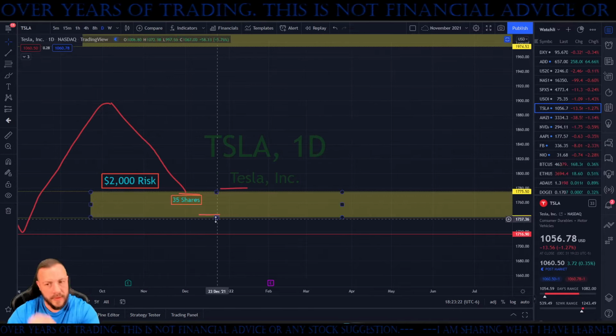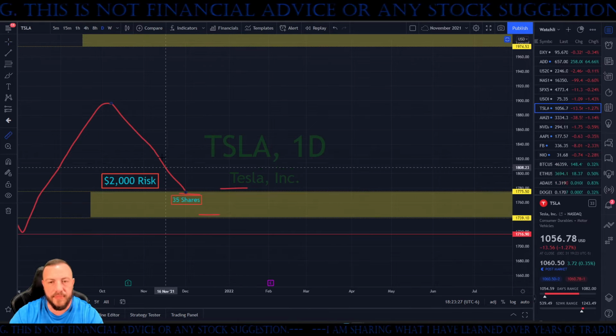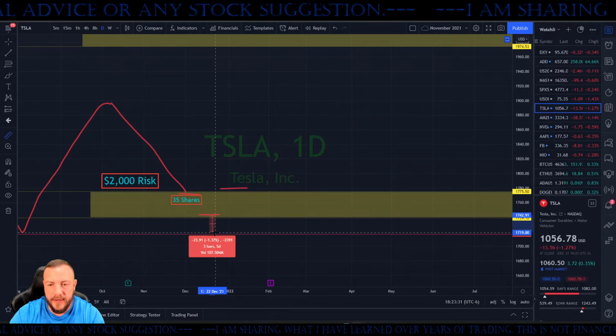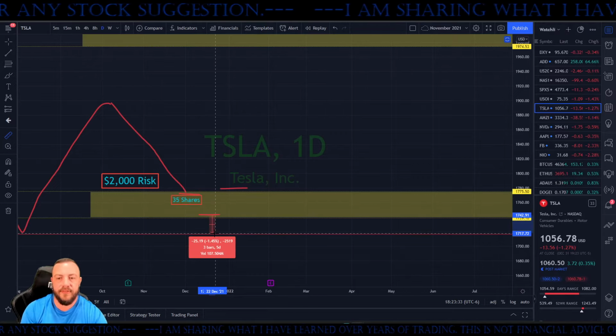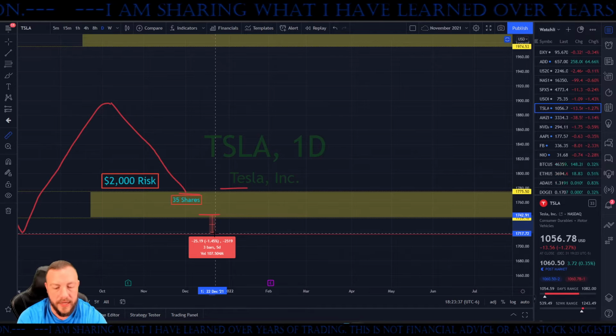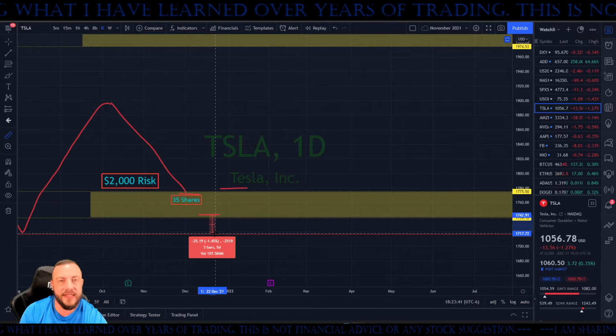Okay. Now, let's say we're grabbing the type 2. This is my personal favorite, my bread and butter. I do buy bright red candles. So we grab it right here. Now we're risking $25 per share. So again, $2,000 divided by how many shares can I fit for 25 bucks per share? I can buy 80 shares.